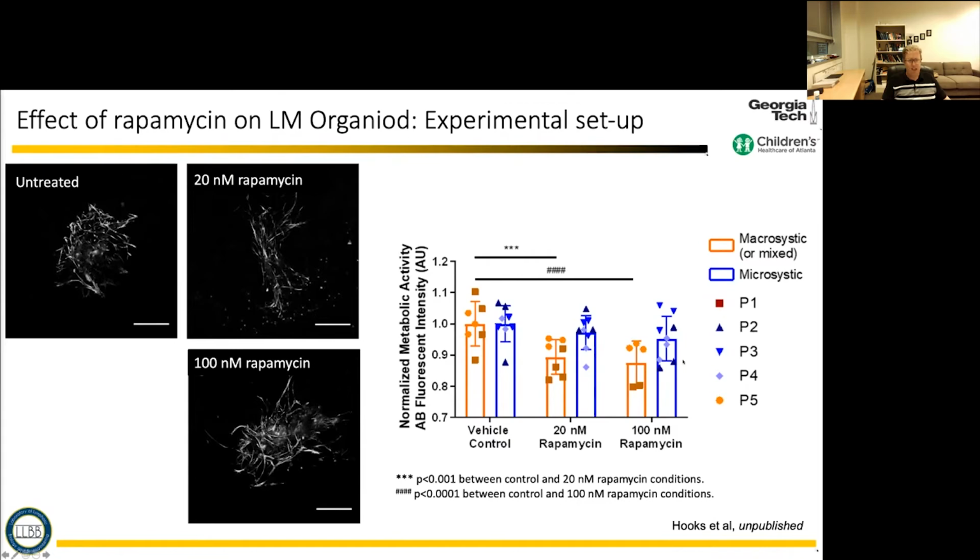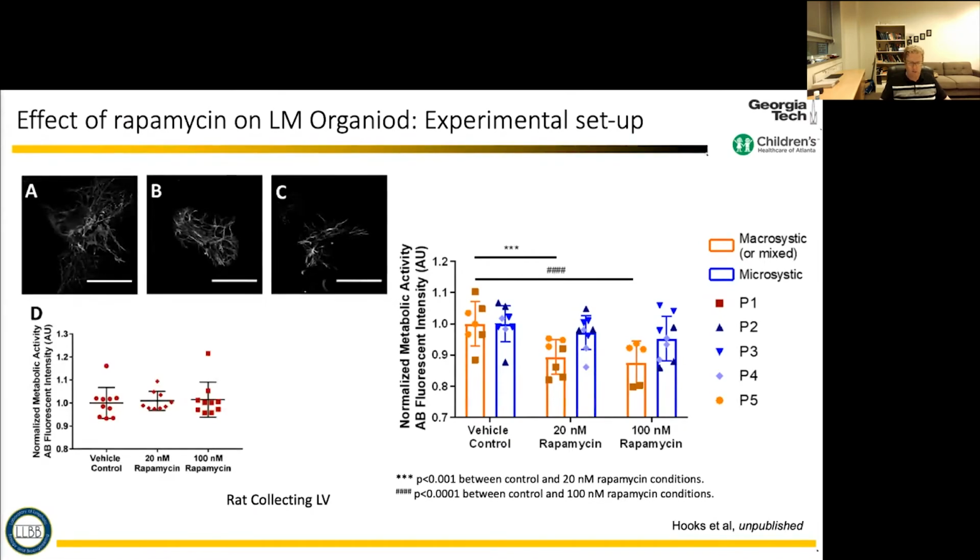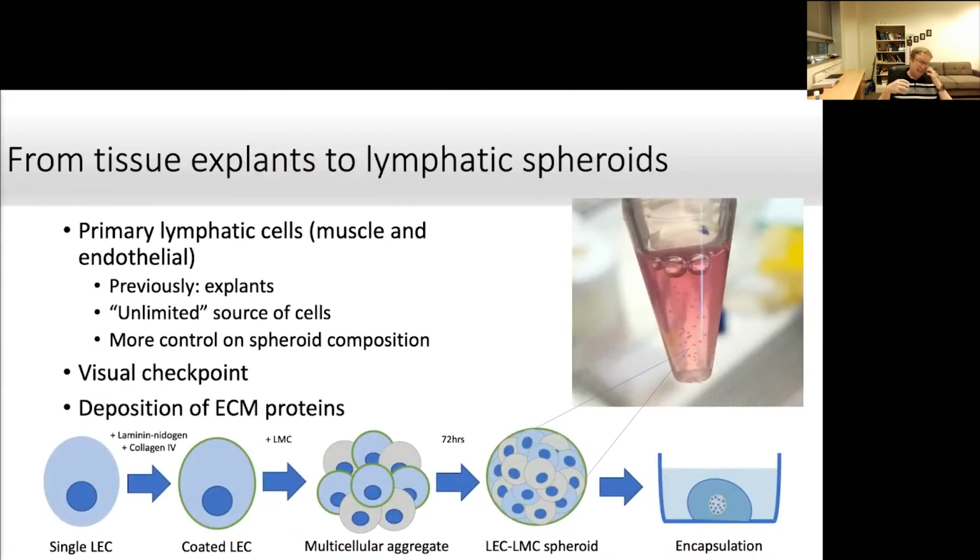Josh also went on, and he took rat collecting lymphatic tissue, which would have no hyperactivation of the PI3K pathway, and he showed that rapamycin had no effect there on the sprouting in these concentrations. So the advantage of this approach is we take the intact tissue directly from the malformation and grow it. Of course, the disadvantage is you're really limited on the number of these organoids you can create from a single patient.